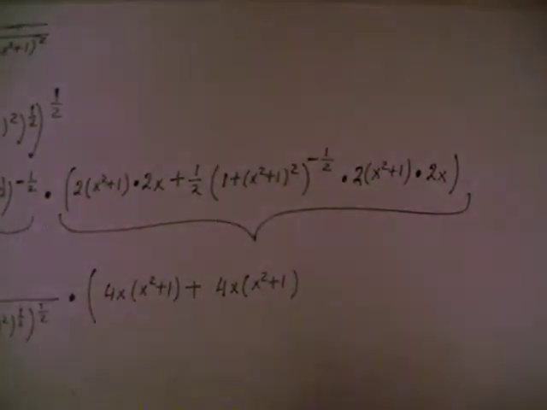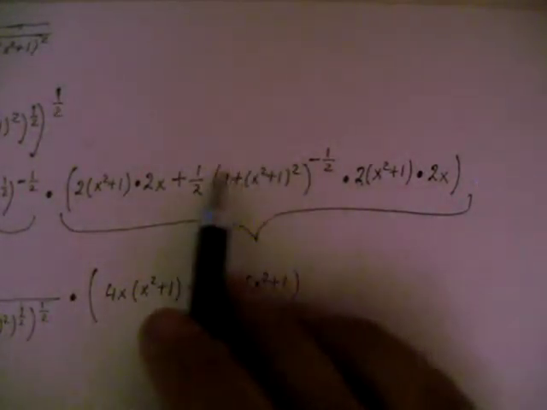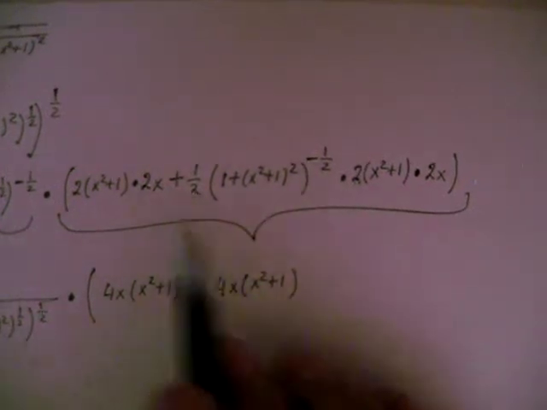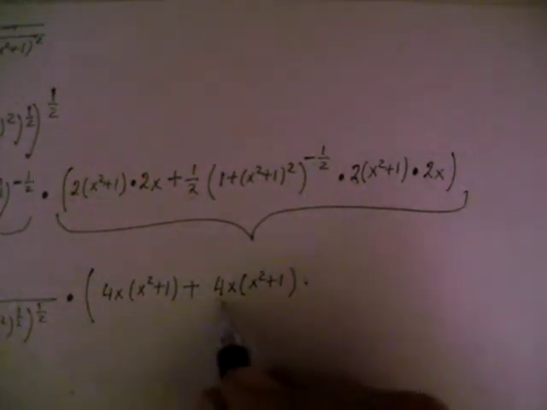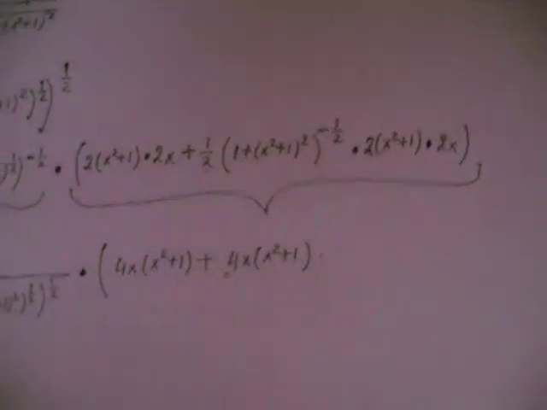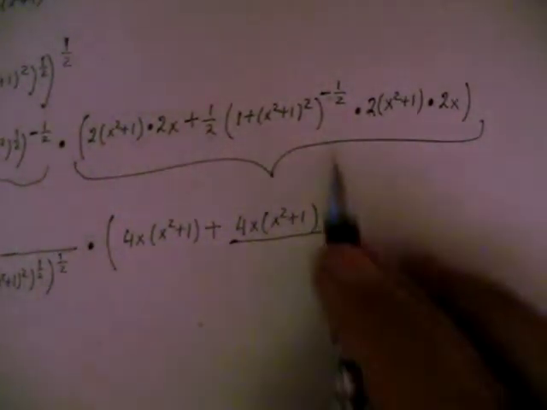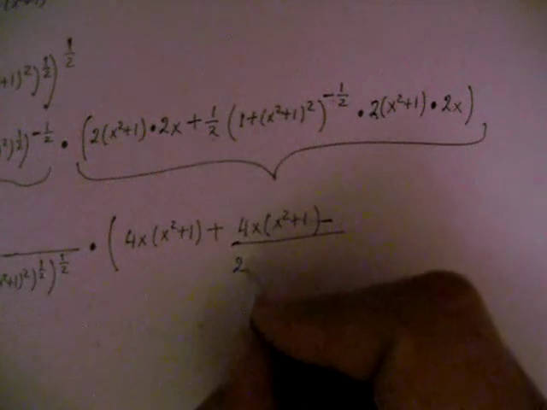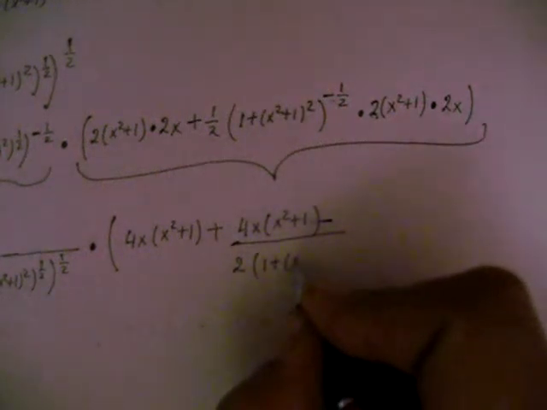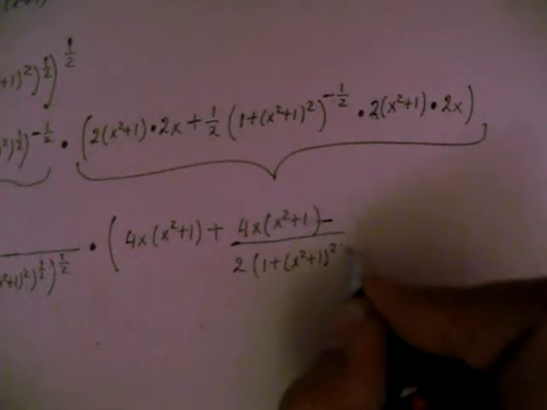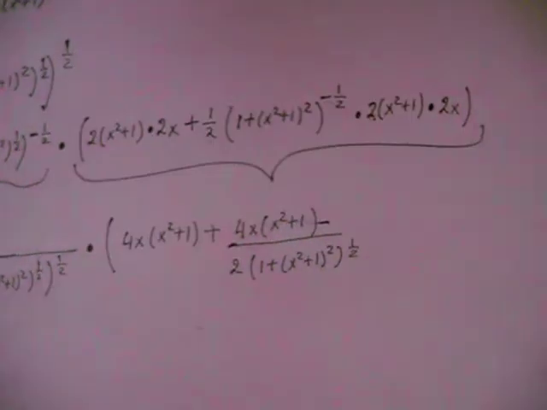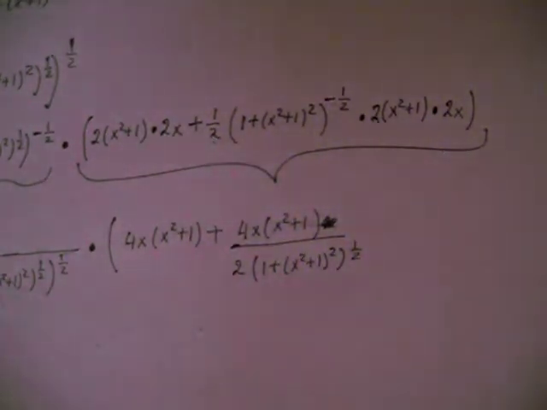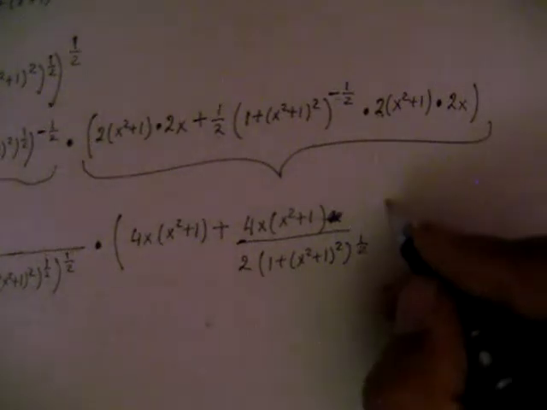and this factor we need to rewrite without negative power, and in the denominator we have already 2. Then it goes to the denominator. So it goes to the denominator, and in the denominator we will have 2 times this expression without negative power. So that will be 1 plus x squared plus 1 squared to the power of 1/2. Okay, that's it. So we don't have here anything. This is not a minus or something. So this is it, guys.